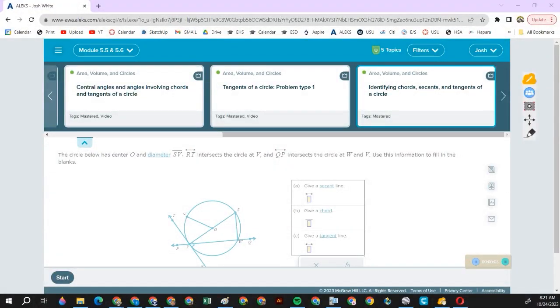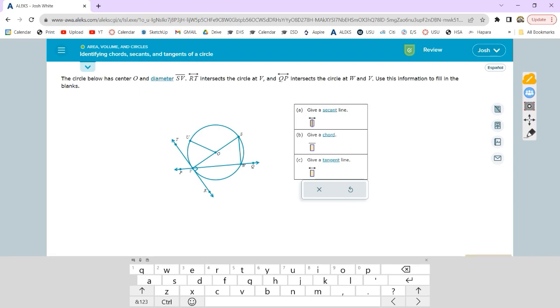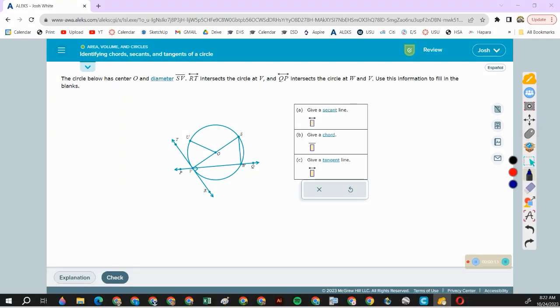I have lumped 5.5 and 5.6 together because they're both pretty small. So this first one, identifying chords, secants, and tangents.